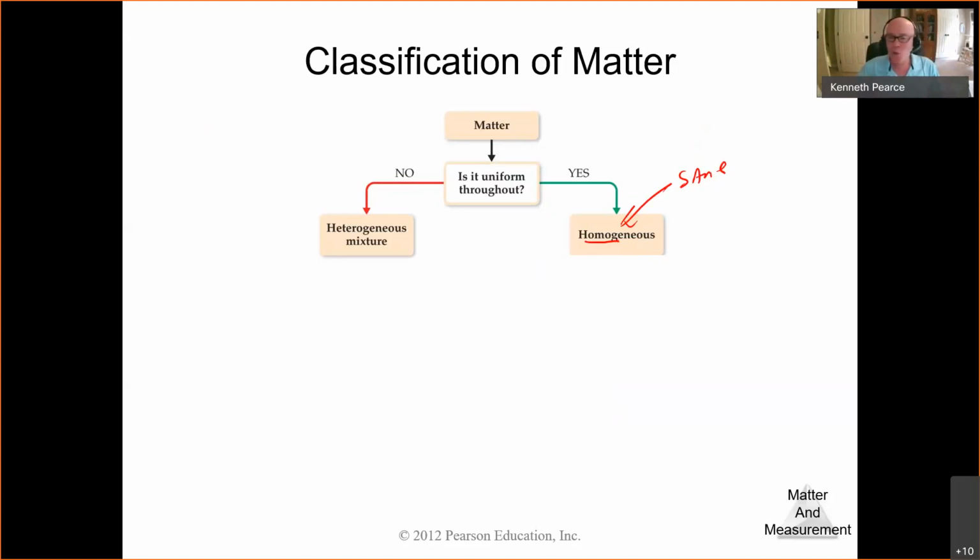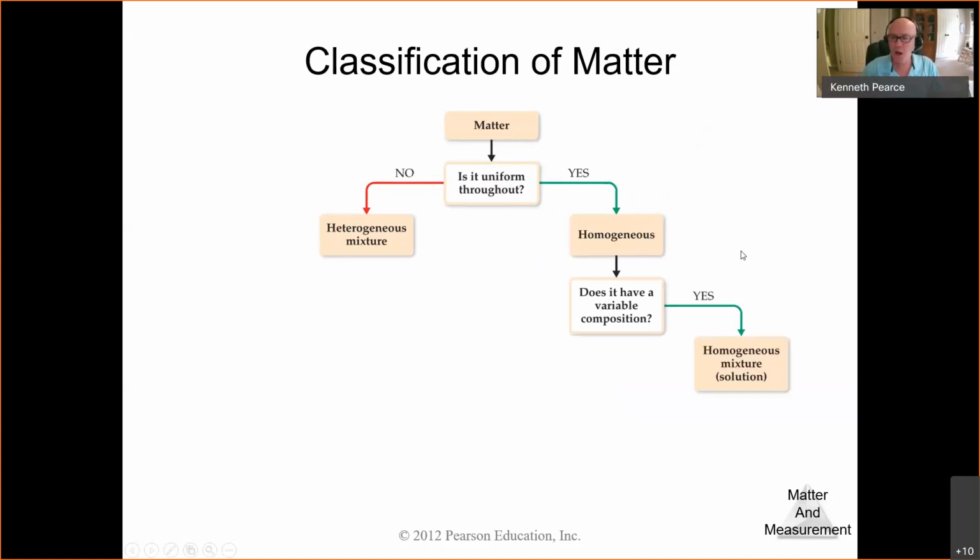All right. Now, we can't just stop there and say it's homogeneous. We have to look, if it's the same all the way through, does it have variable composition? And what that means is that it has more than one thing, more than one component. That's the case with, say, salt water. That's also the case with, say, air. The very air that you're breathing is a homogeneous mixture.